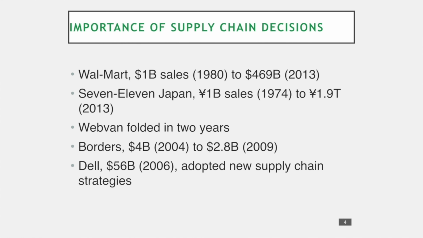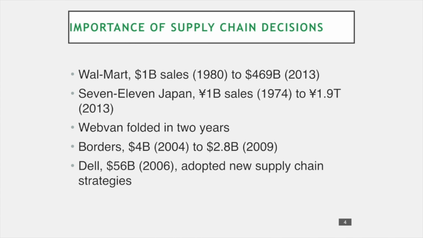Sometimes some businesses may start very well with a well-designed supply chain, but the problem could be in adapting to changing situations. For example, Borders had a sale of $4 billion in 2004, and it reduced to only 2.8 billion by 2009. So within 5 years, they saw a drastic fall, basically because they were not able to adapt to changing supply chain. And it also coincided with growth of Amazon, which was very, very successful.